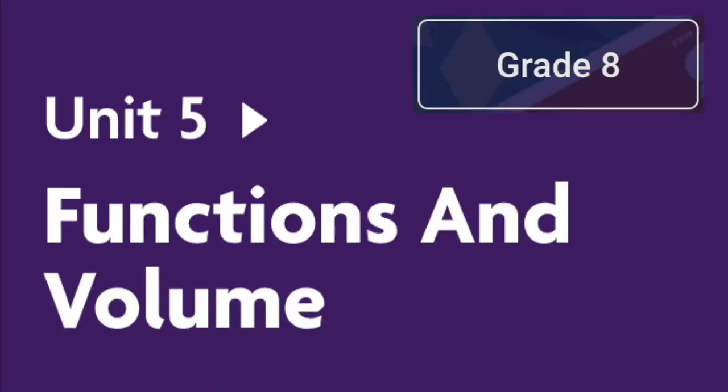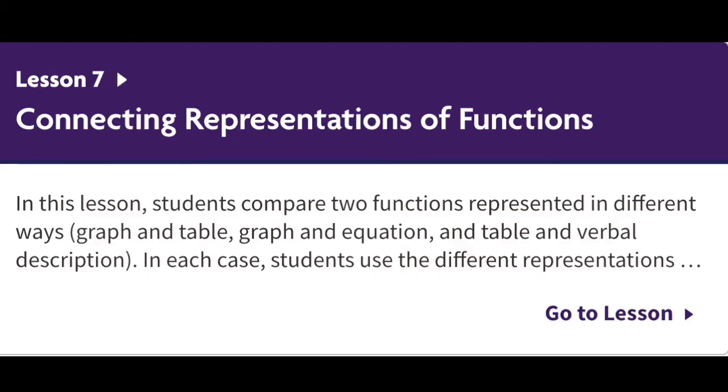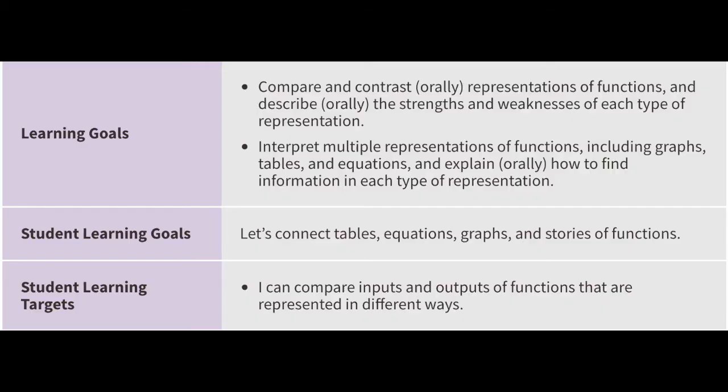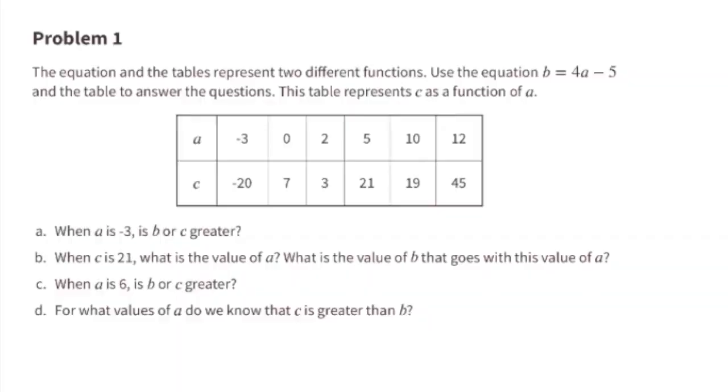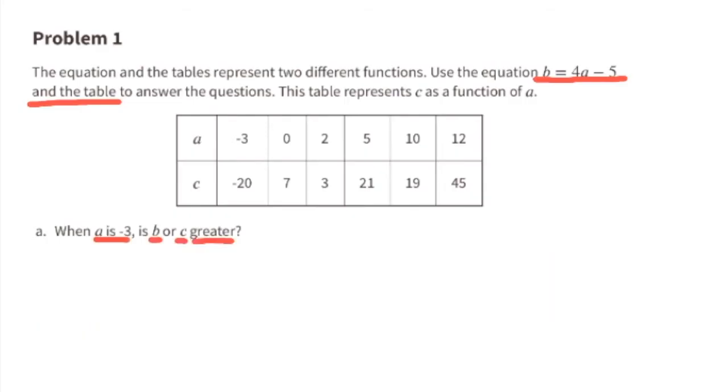8th grade, Unit 5, Lesson 7, Connecting Representations of Functions. Problem number 1. The equation and the tables represent two different functions. Use the equation b equals 4a minus 5 and the table to answer the questions. This table represents c as a function of a. A. When a is negative 3, is b or c greater?